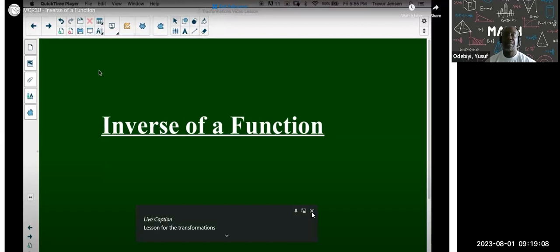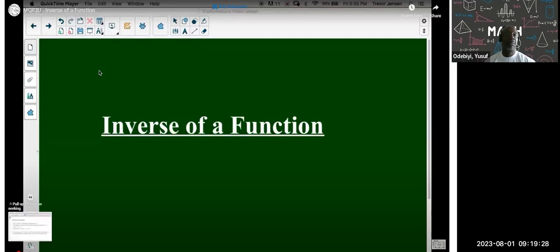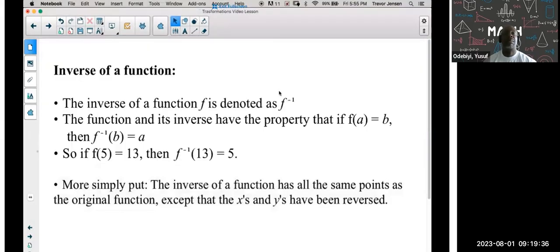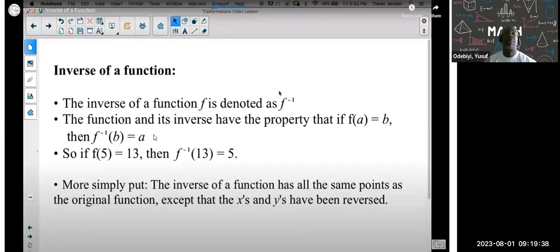This unit covers the last type of transformation. So we've looked at horizontal stretching, compressing, vertical stretching, compressing, and shifting left, right, up, down. We've also looked at vertical and horizontal reflections. The inverse of a function is kind of like a diagonal reflection, reflecting the function across the line y equals x. The notation to indicate the inverse of a function is f with this thing that looks like an exponent of negative 1.